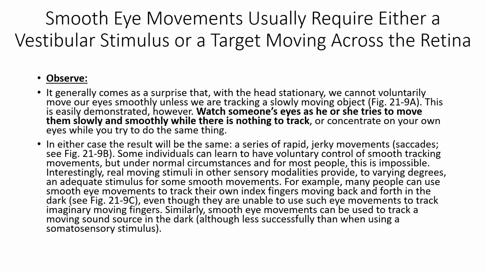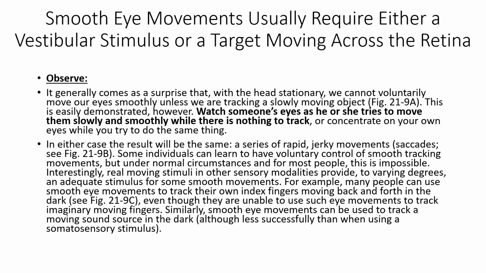So smooth eye movements usually require either a vestibular stimulus or a target moving across the retina. It generally comes as a surprise that with the head stationary, we cannot voluntarily move our eyes smoothly unless we're tracking a slow-moving object. This is easily demonstrated. Watch someone's eyes as they try to move them slowly and smoothly while there's nothing to track. Or concentrate on your own while you're doing the same thing if you don't have anybody else, and you'll kind of feel it. In either case, the result will be the same, a series of rapid, jerky movements or saccades.